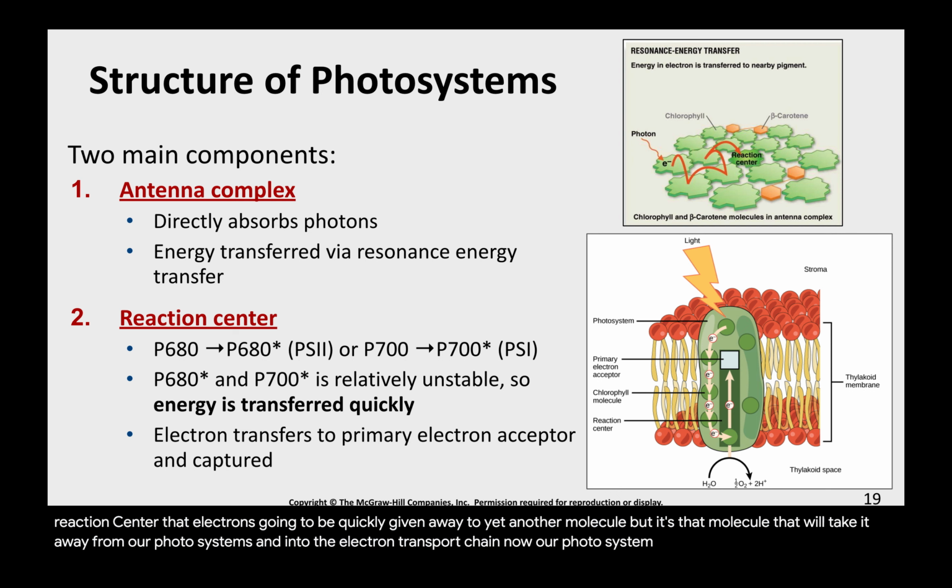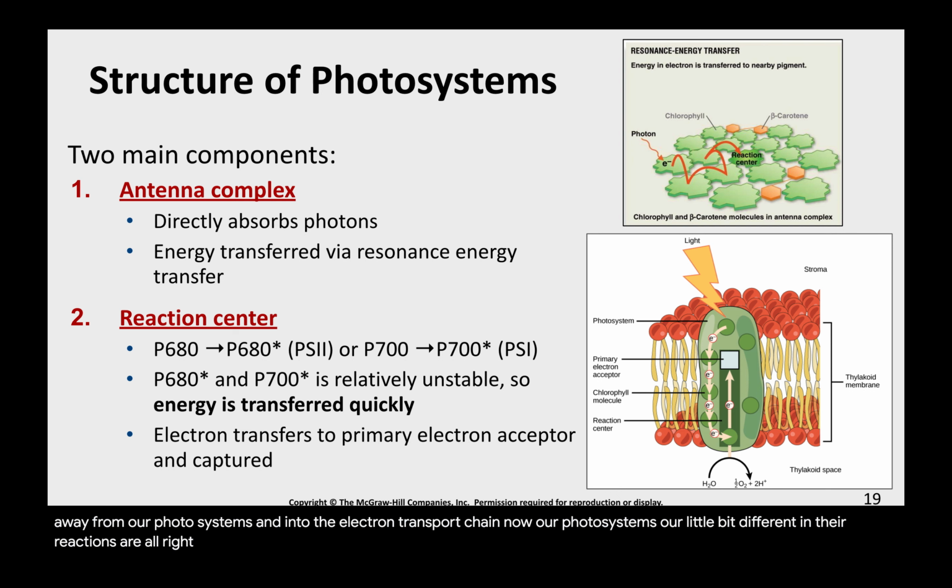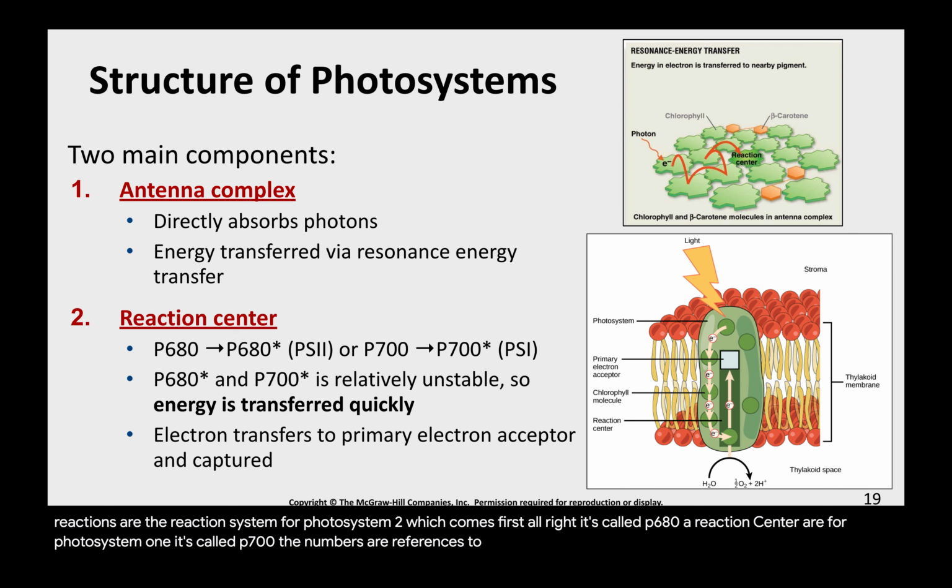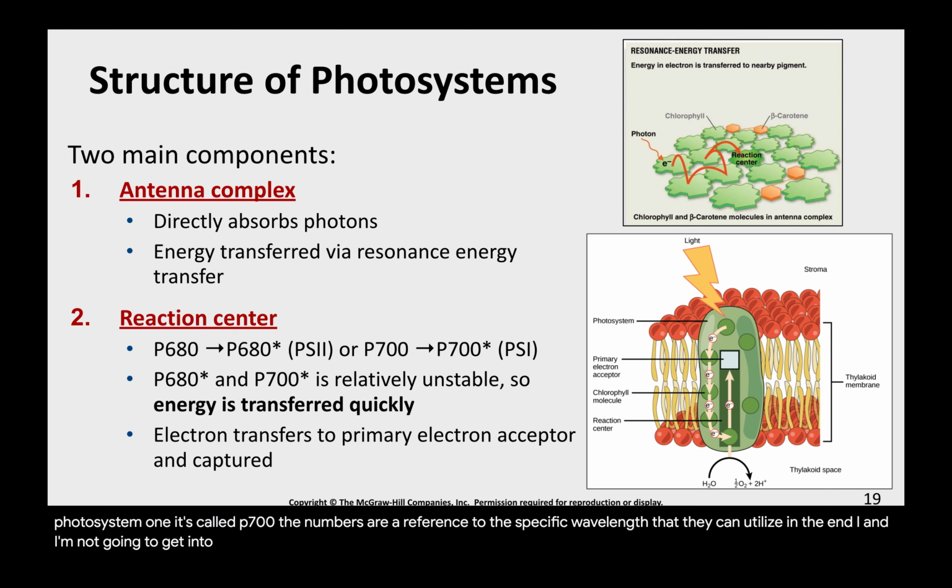Now our photosystems are a little bit different in the reaction center. The reaction center for photosystem 2, which comes first, is called P680. And for photosystem 1, it's called P700. The numbers are a reference to the specific wavelengths that they can utilize in the end. I'm not going to get into the specifics of that because I don't want you to get bogged down with those details. But these are the two differences between our reaction centers.